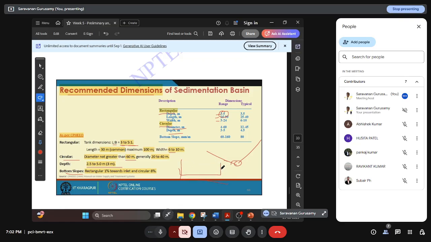Why do we need a slope? Then only all the settling will happen within the slope, because more particles will be on the left side and fewer particles on the right side, right? Yeah.